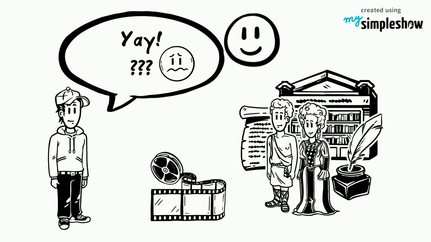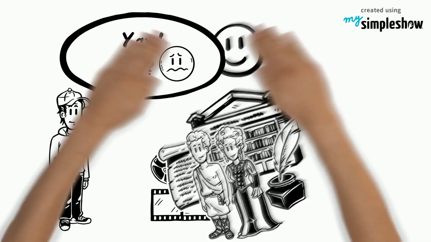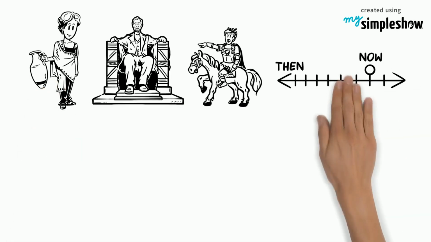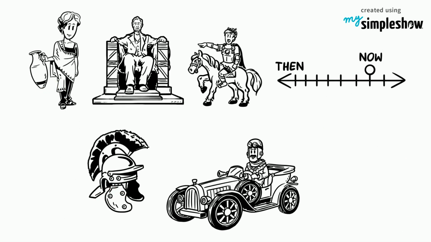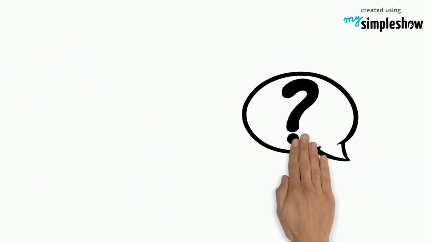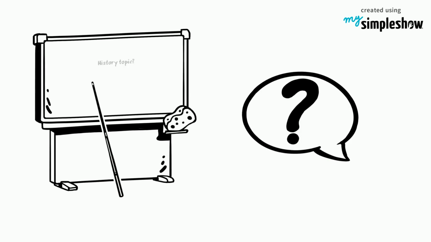History is such a vast subject. There are so many things that happened in the past. Everything, every action, every person, has a history. What would be a great history topic to explain?